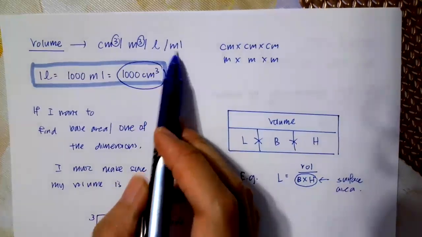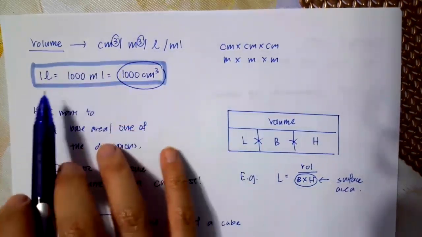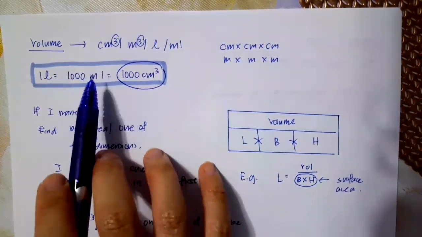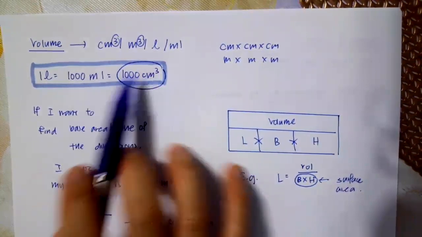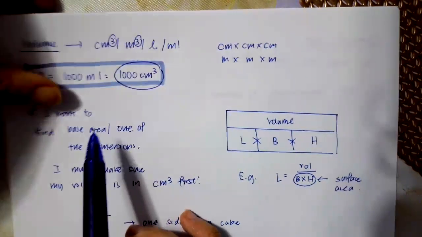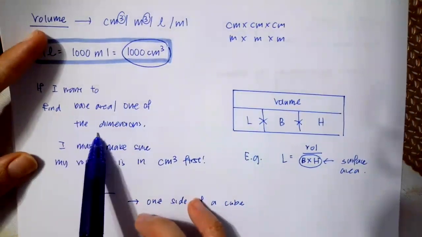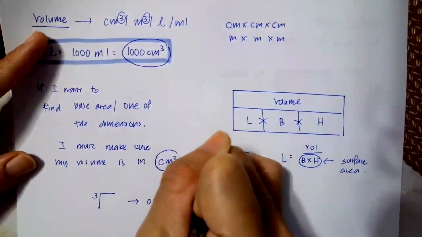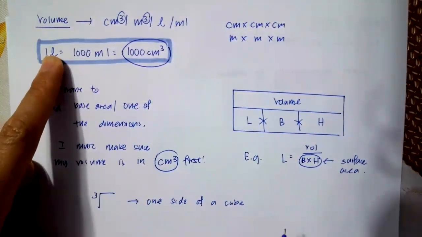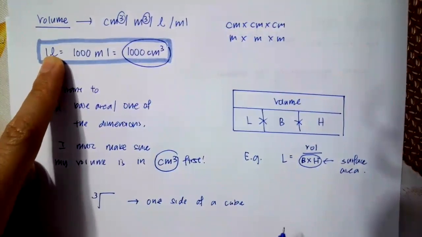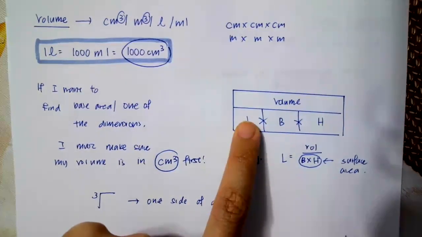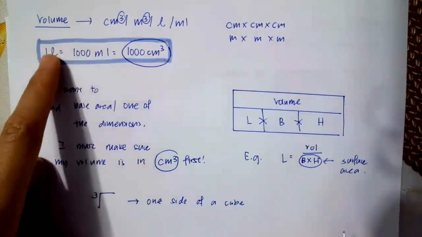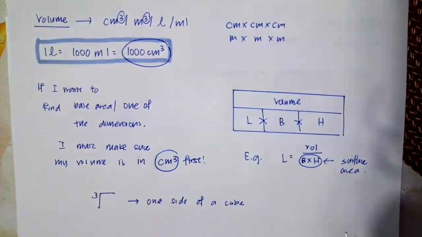I can also use liters and ml inside volume as well. So take note of the conversion. 1 liter is equal to 1000 ml and equal to 1000 cubic centimeter. Okay, so ml and cubic centimeter, they are the same conversion. Now, if I want to find the base area or one of the dimensions in my cuboid or cube, I have to make sure my volume is in cubic centimeter first. That means I can't use liters to cube root or square root or whatsoever, or use it to divide by length and breadth, because the length, breadth, and height, they are all in cm or meter. So you can't use the liters there to go and divide. Just take note of that, okay?